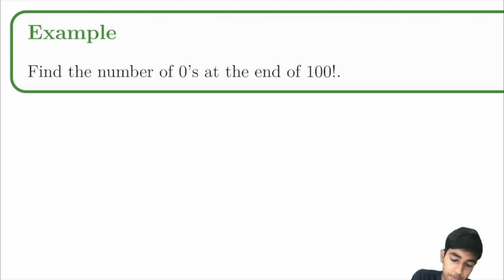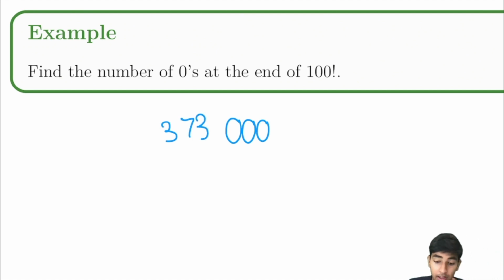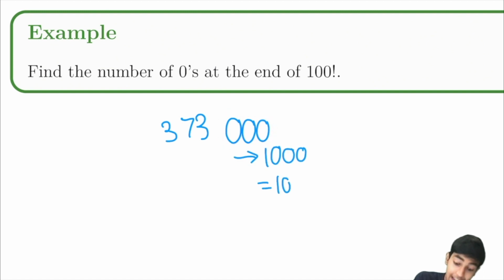Okay, how do we do this? Find the number of zeros. So when will a number end in a 0? Notice that for every 0 at the end of a number, let's say we have some giant number like this, it means it has to be a multiple of 10. So for example, this number will be a multiple of 1,000, and 1,000 is just 10 cubed, and 10 cubed is just 2 cubed times 5 cubed, right?